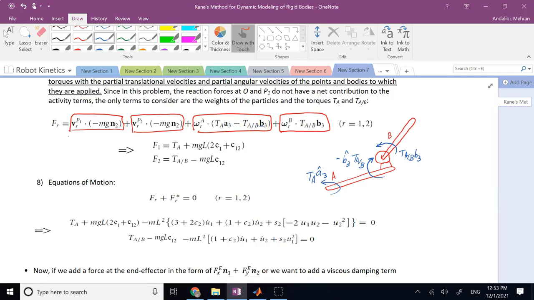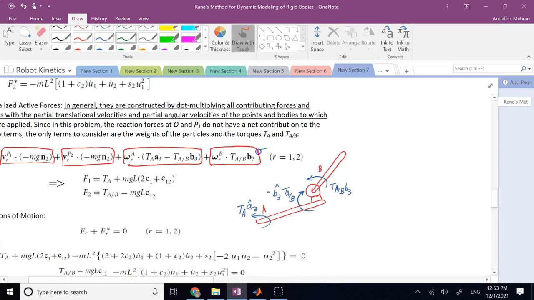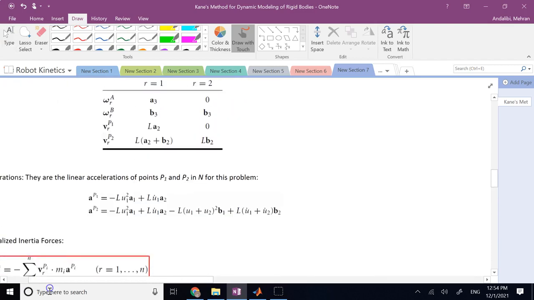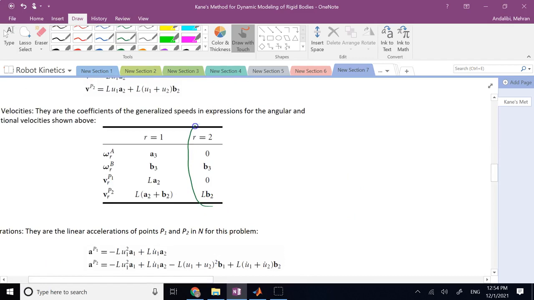Now R can be 1 or 2. So if I apply R of 1, I get F1. If I apply R of 2, I get F2, and then I get both of my generalized active forces. So let me show you one of them. For example, if I apply R equal 2 here, what's going to happen? So when R is 2, I need omega B2, omega A2, VP and VP1 and VP2 of 2. So basically, I need to go to that table and look at the second column.